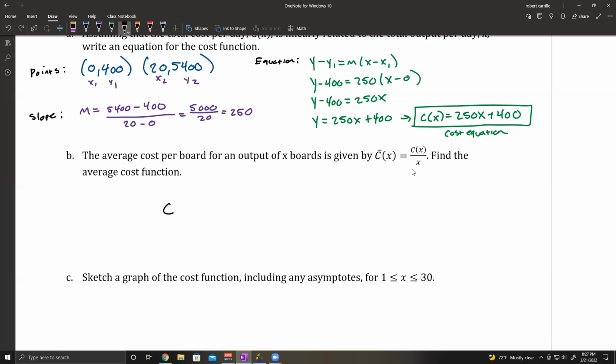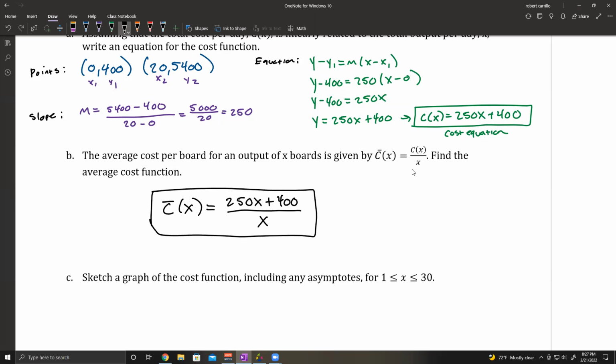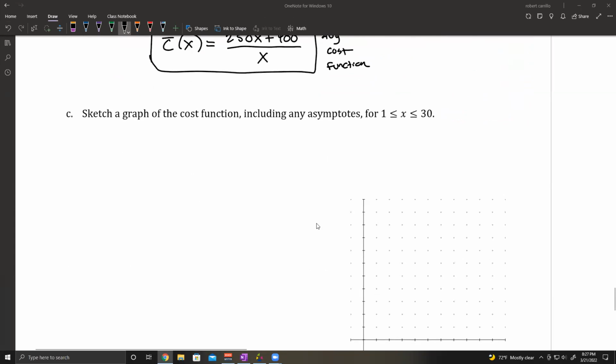So C bar of X is going to equal the cost function we just found, 250X plus 400, all over X. That's it, guys. That's all it wants. This is the average cost function, and it'll give us the average cost per board whenever we make X amount of boards. Okay, not bad. The next one wants us to graph the function, include any asymptotes, for the domain 1 through 30.